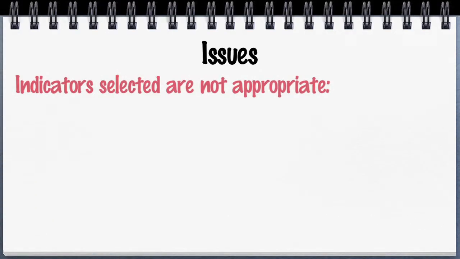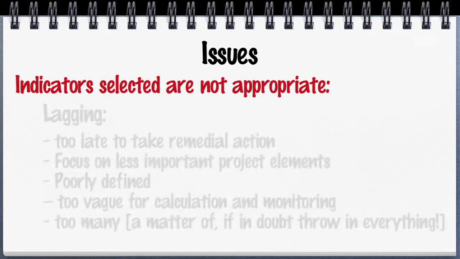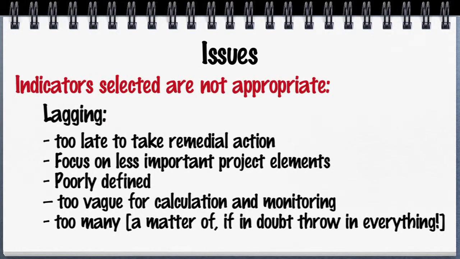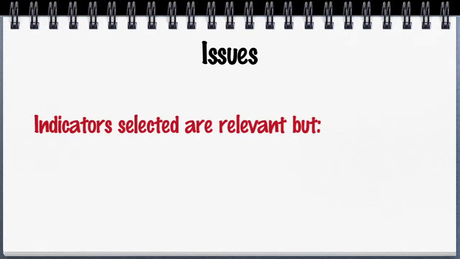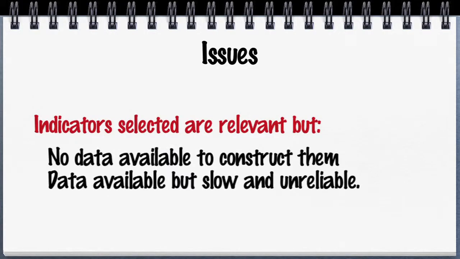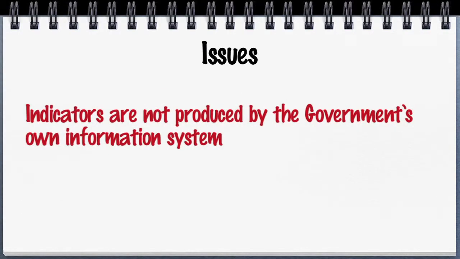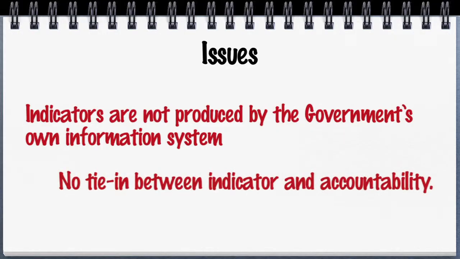Issues: indicators selected are not appropriate. Lagging: too late to take remedial action, focus on less important project elements. Poorly defined, too vague for calculation and monitoring. Too many, a matter of, if in doubt, throw in everything. Indicators selected are relevant, but no data available to construct them. Data available, but slow and unreliable. Indicators are not produced by the government's own information system. No tie-in between indicator and accountability.